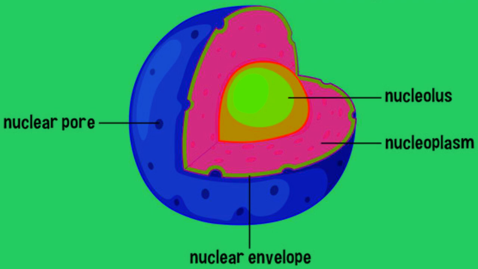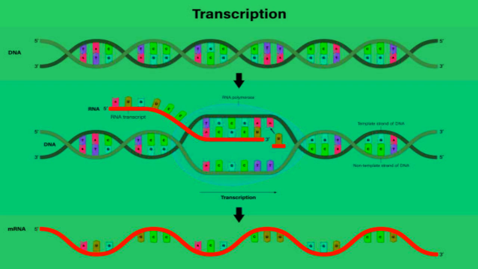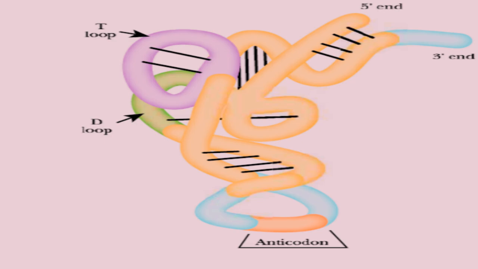tRNA is synthesized in the nucleus of the cell. It is transcribed from tRNA-specific genes on the DNA template. Interestingly, only about 0.25% of the total DNA is responsible for coding all the tRNA, a small portion with a huge role.